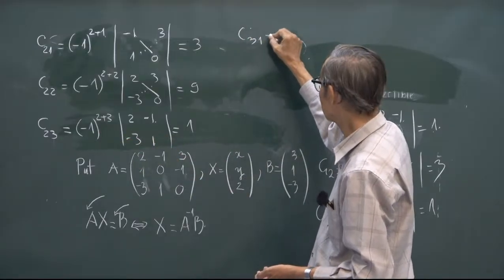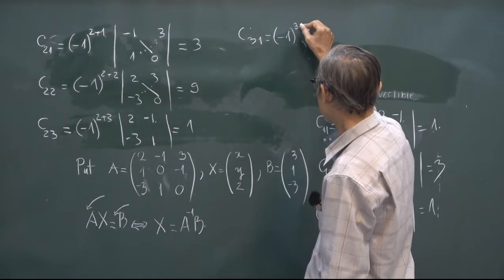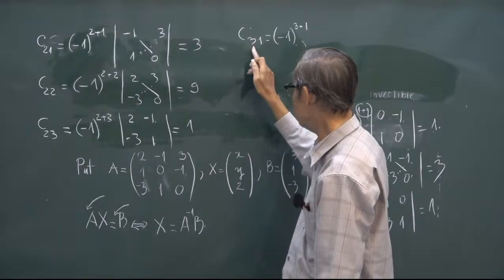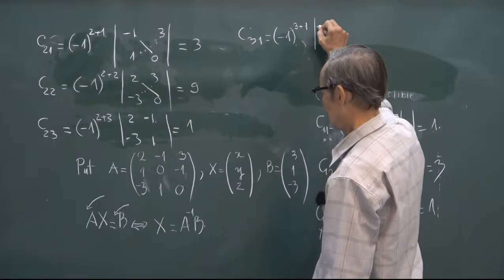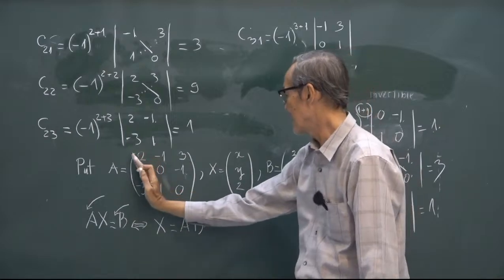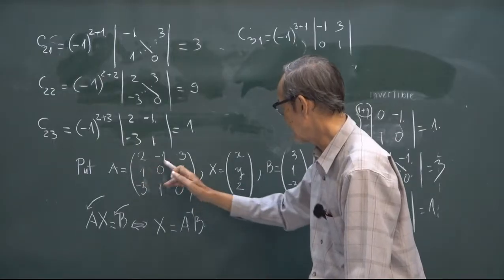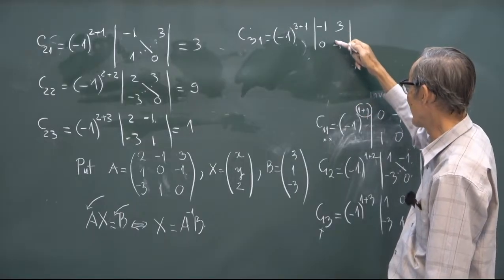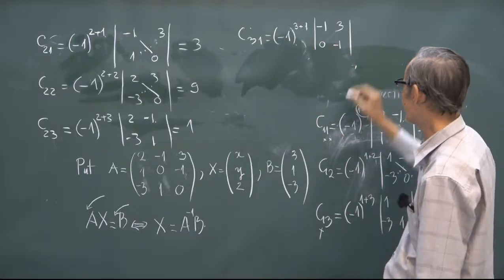C31, minus 1 to the power row plus column. Delete row 3, delete column 1. Row 3, column 1. Okay. Row 3, column 1. Main diagonal 1, subdiagonal 0, 4 minus 1.